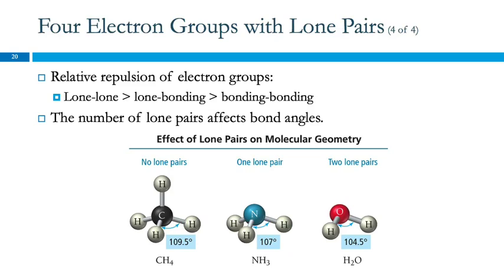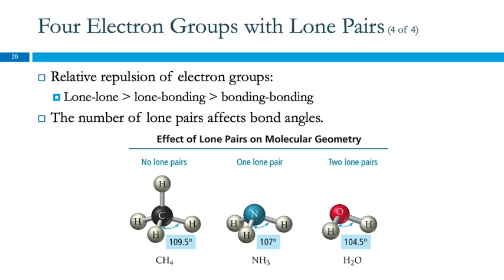So if I showed you these 3 molecules with the information about their lone pairs, I wouldn't expect you to know that this is 107 and this is 104.5. But I would expect you to be able to tell me that this angle is smaller than that one. Okay? Just smaller. And this one is smaller than that one because of the lone pairs.